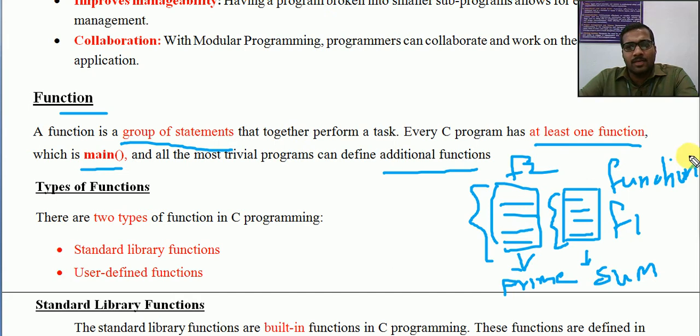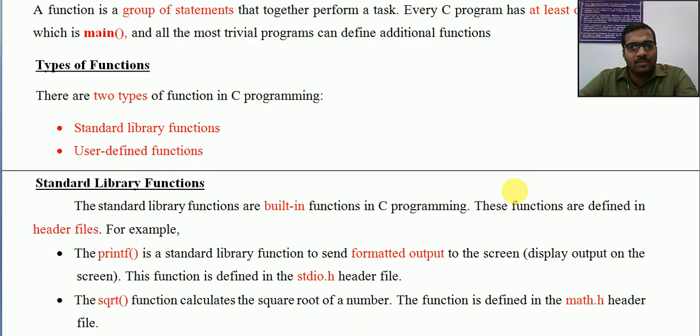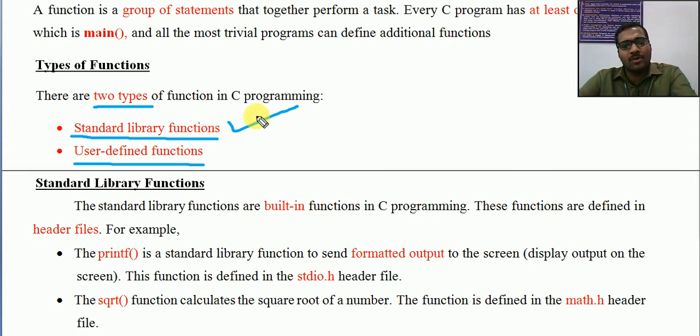Okay, now let us see what the different types of functions are. There are mainly two types. One is library functions, standard library functions, and the second one is user-defined functions. The standard library functions we can also call predefined functions. We have already seen some functions like strlen in the string concept, then strcpy, similarly strcat. All these are examples of standard library functions.